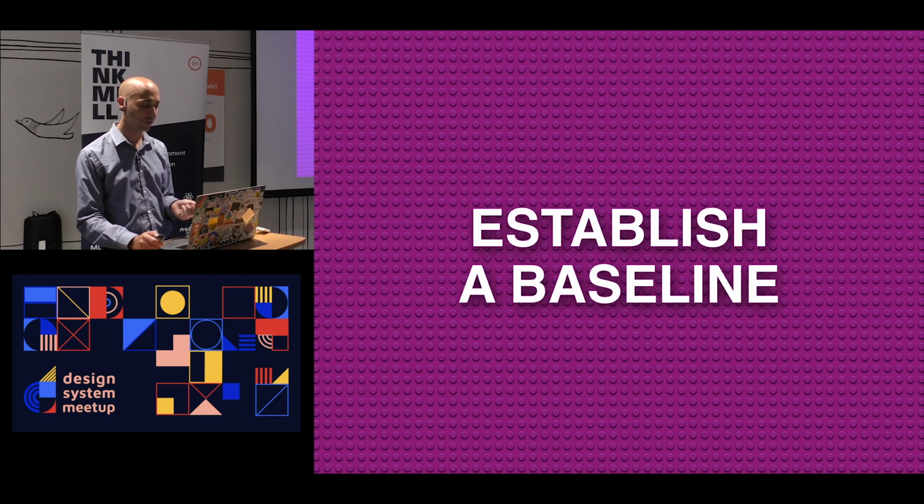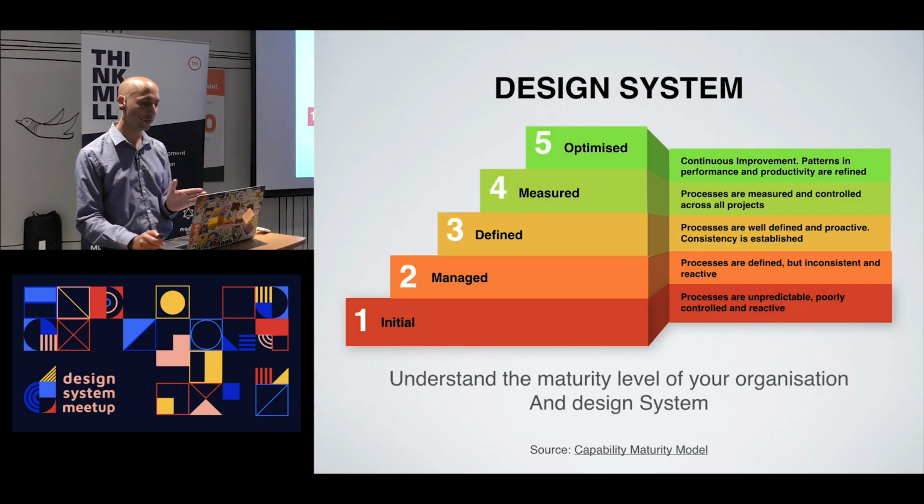So in order to achieve a baseline when you're establishing a design system, you really need to look at the maturity of your business and figure out what's the capability maturity. So you look at what processes have already been defined. Are you inconsistent and reactive? Are you proactive? Are you measuring performance and processes and techniques? Or have you reached a stage where you actually optimize, that you have a continuous improvement culture?